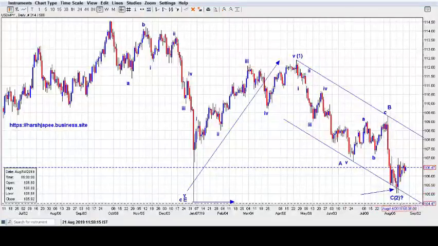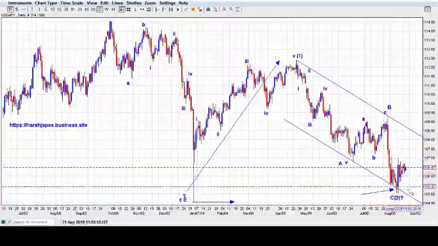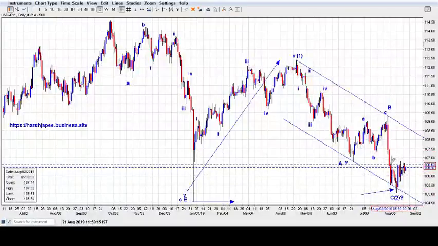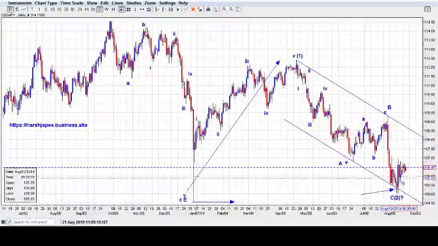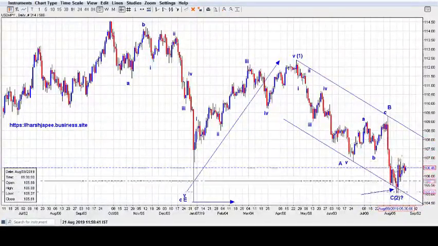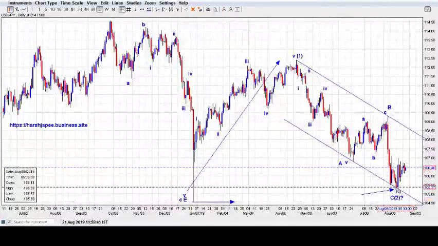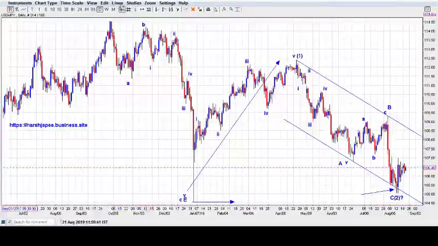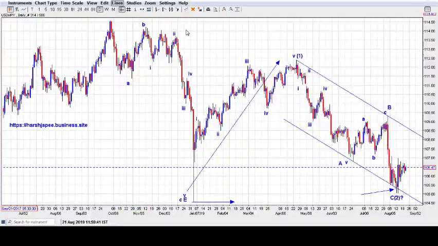a huge engulfing bullish candlestick, or a huge morning star, I would say. So that is the big candle that should hold going forward. So let's put the Fibonacci ratios here.